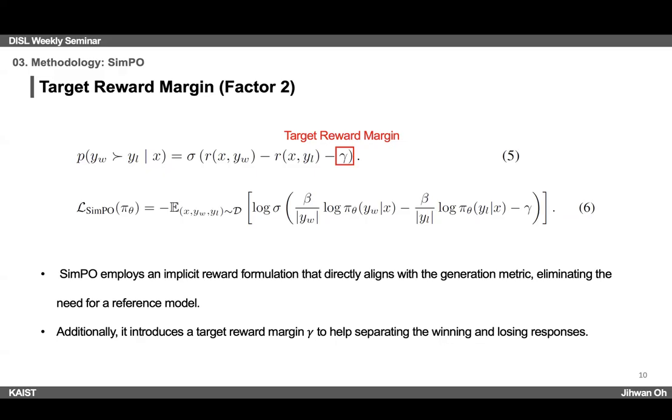Equation 6 shows how this margin is integrated into SimPO's loss. The reward is computed in length normalized form and then compared with the margin adjusted gap. According to the authors, this target reward margin encourages a clear separation between good and bad responses. Additionally, since SimPO directly uses this generation likelihood for reward computation, it does not require a separate reference model, which reduces training cost and complexity.